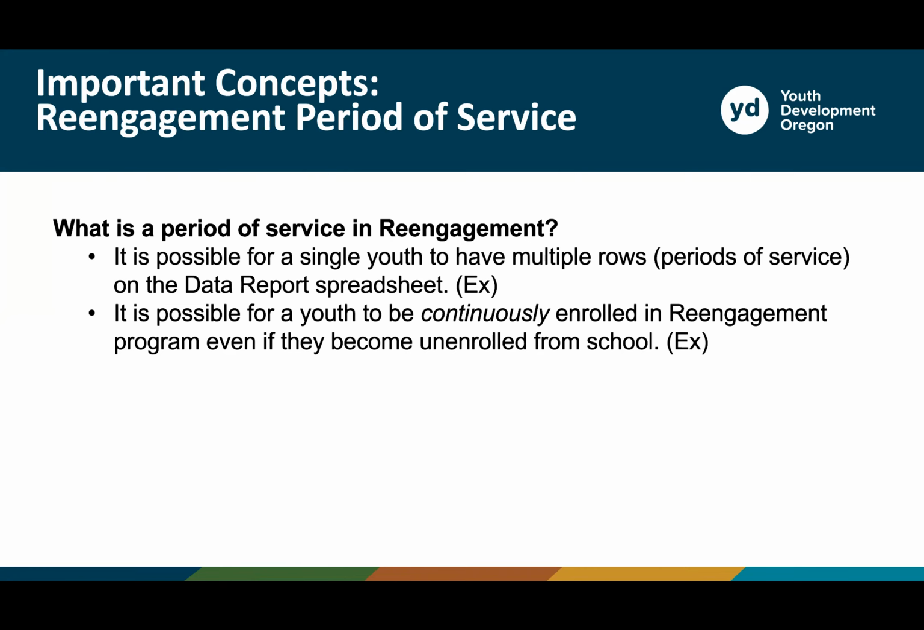So for example, you might have worked with a youth in July, and then in October they say, I'm moving to Idaho, and so you provide the program exit or program end characteristics. And then that same youth returns in March and requests to re-enter the re-engagement program. At that point, you would have a second period of service and you would have a new row on the data sheet for that youth.